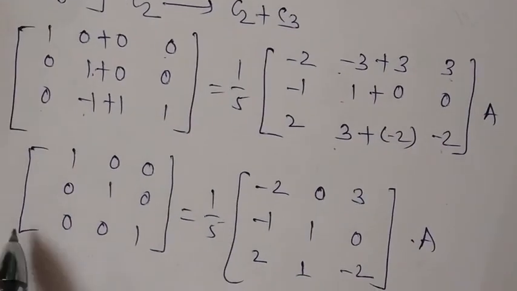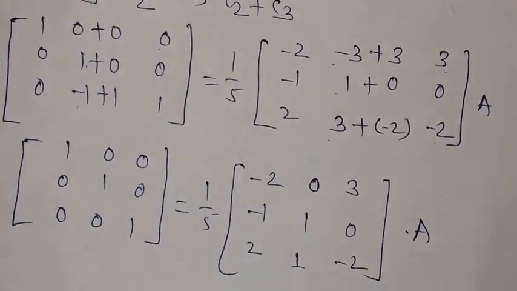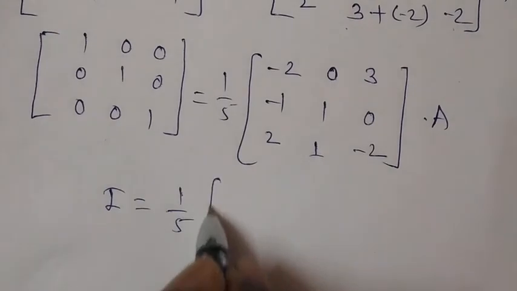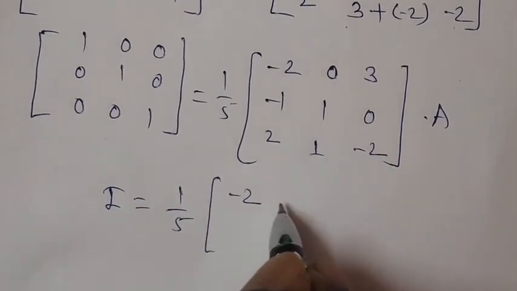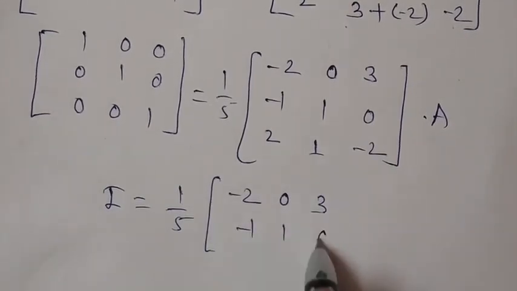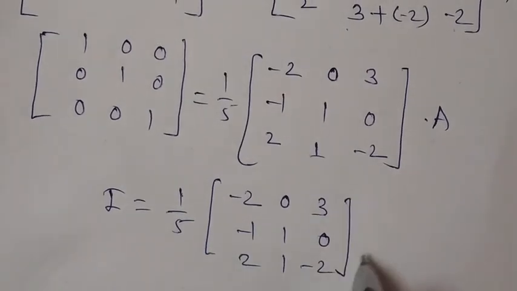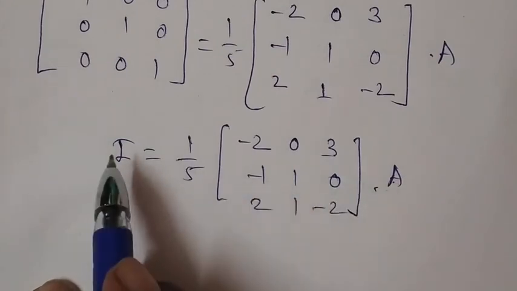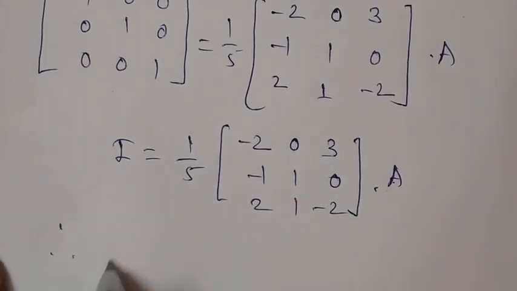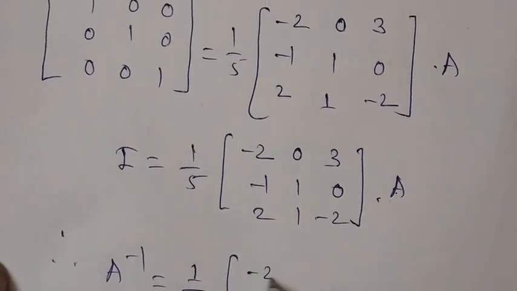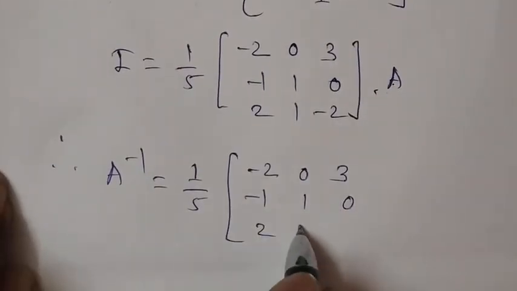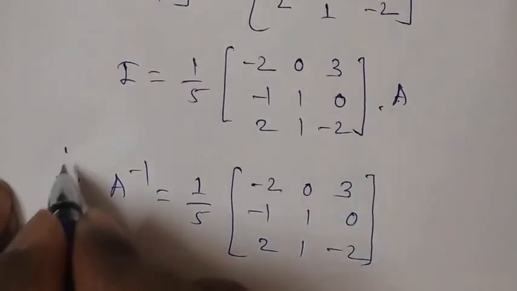Now this becomes what? I. We can write that I is equal to 1 by 5 times the matrix with rows minus 2, 0, 3; minus 1, 1, 0; and 2, 1, minus 2, into A. When is it possible? It is possible when A into A inverse equals I. Therefore A inverse is equal to 1 by 5 times the matrix with rows minus 2, 0, 3; minus 1, 1, 0; and 2, 1, minus 2. This is your inverse.